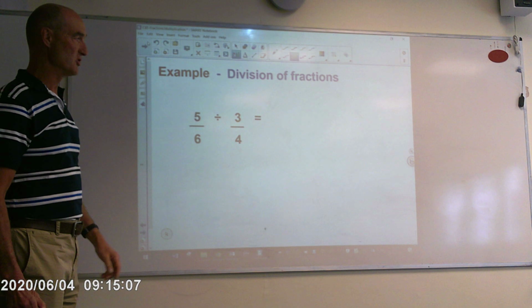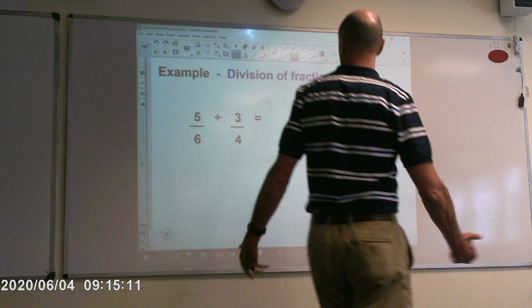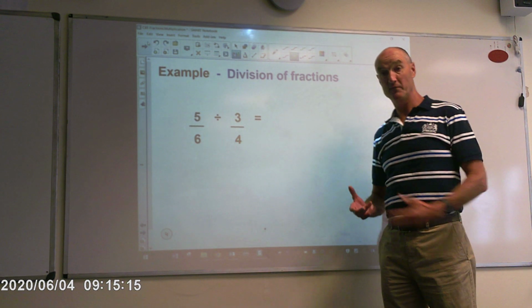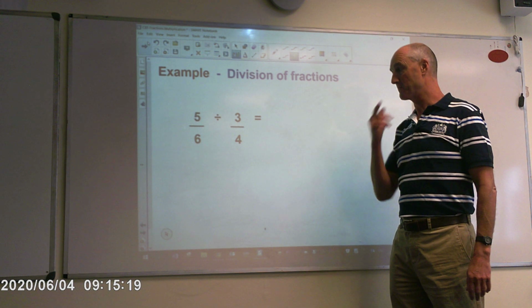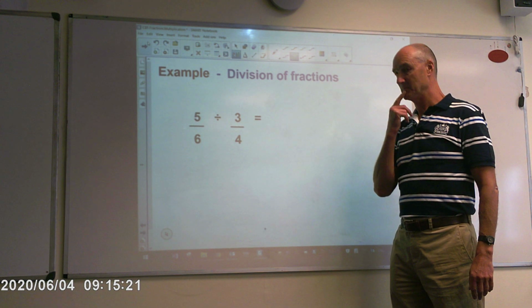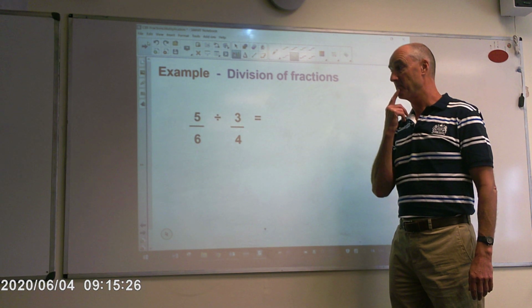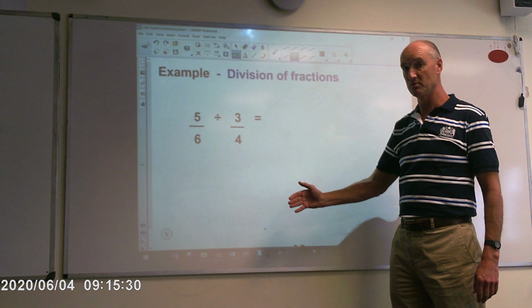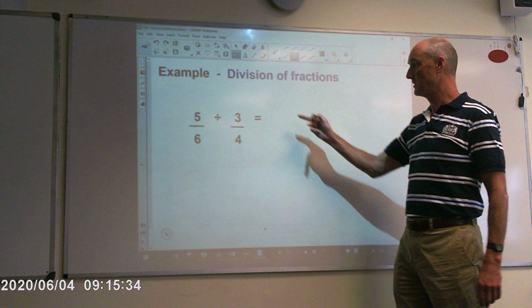Division of fractions. Hopefully, again, an element of revision for you. We've looked at multiplication of fractions. What do we do with division of fractions? Keep, change, flip. That's all you have to remember, and I will have a list of rules later on for you to copy down. Keep, change, flip.